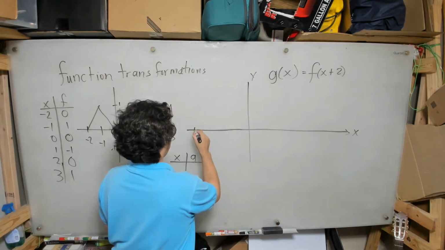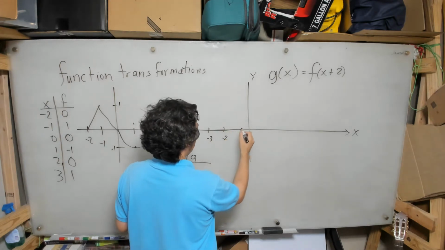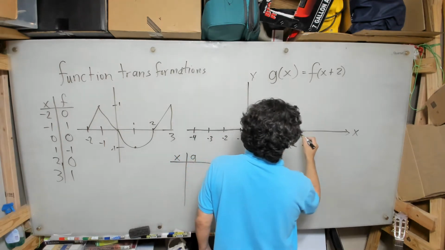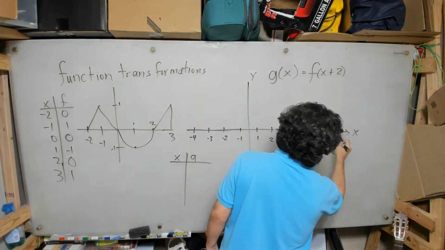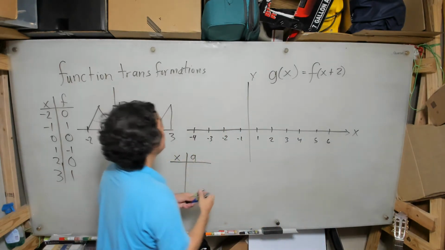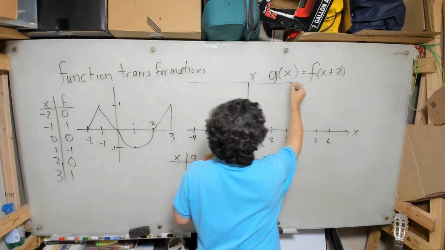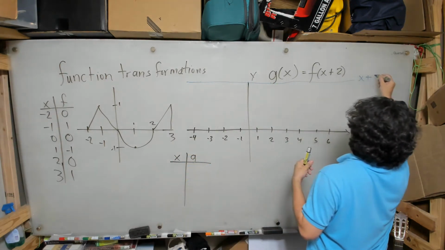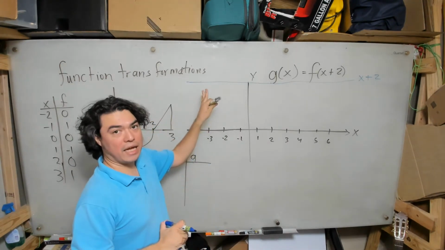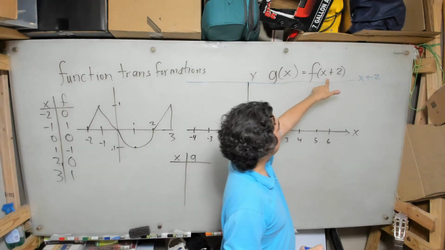I'm going to label this axis -4, -3, -2, -1, 1, 2, 3, 4, 5, 6, etc. Now, for ease of reference, above here, I'm going to plot what the values would be. I'm going to call this x plus 2. It's not an actual axis, but I'm going to put it there as a way of labeling what will actually go into the f.